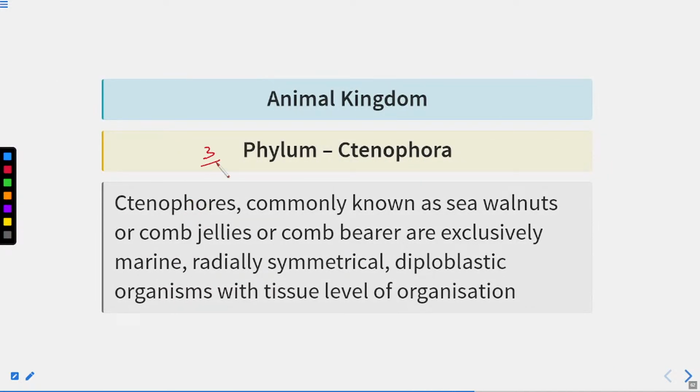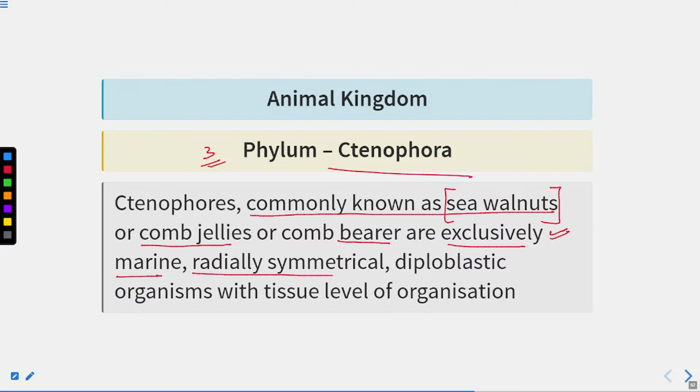Now, the next phylum is Ctenophora. Ctenophores are commonly known as sea walnuts, also called comb jellies or comb bearers, and are exclusively marine. So all the organisms are exclusively marine, and they show radial symmetry. Diploblastic, only ectoderm and endoderm layers are present, no mesoderm. Okay, and they have a tissue level of organization. So still no organ level of organization has started yet.